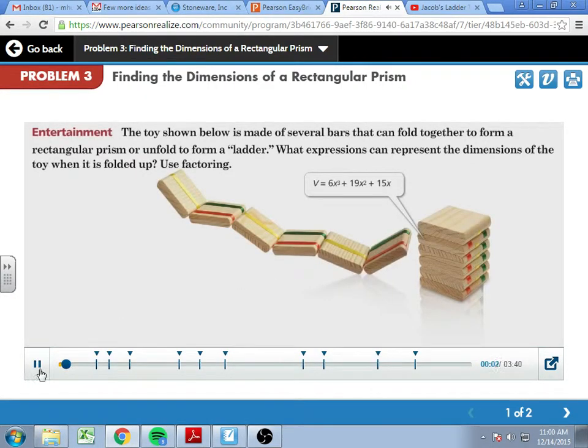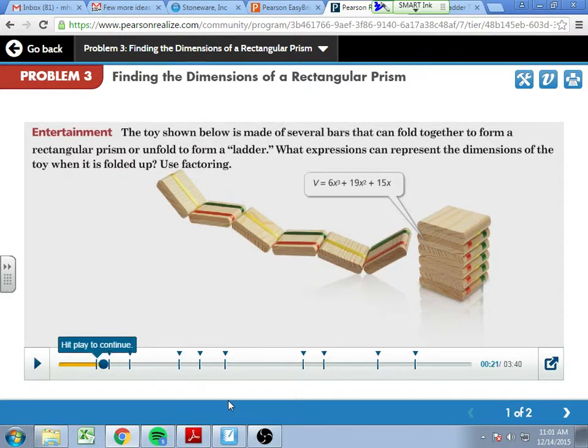In this problem, we will find the dimensions of a rectangular prism. The toy shown below is made of several bars that can fold together to form a rectangular prism or unfold to form a ladder. The factor expressions represent the length, width, and height of the toy when it is folded up. Use factoring: 6x cubed plus 9x squared plus 15x.